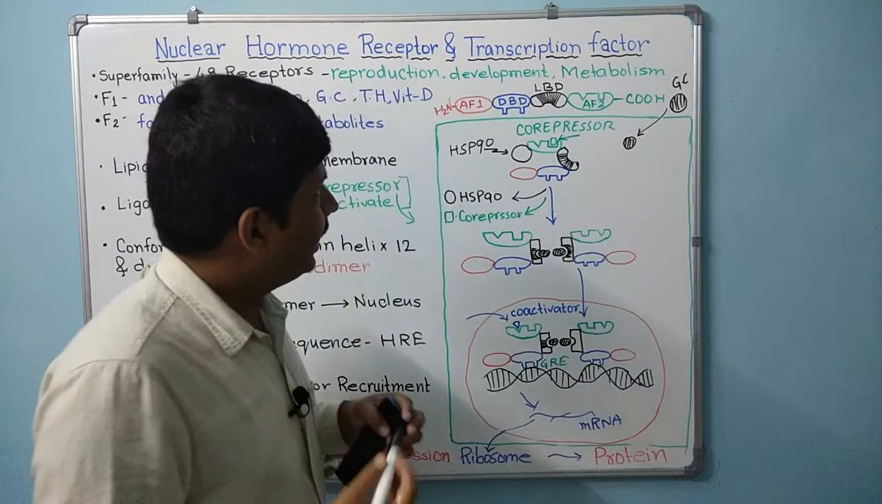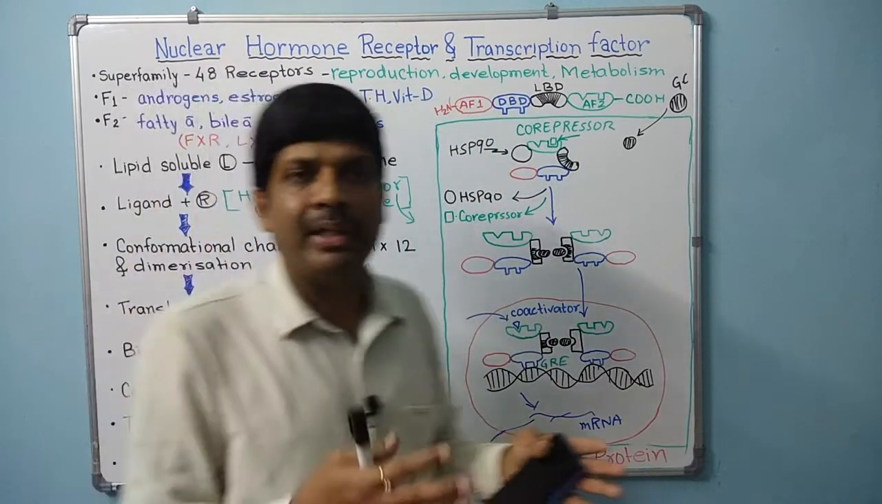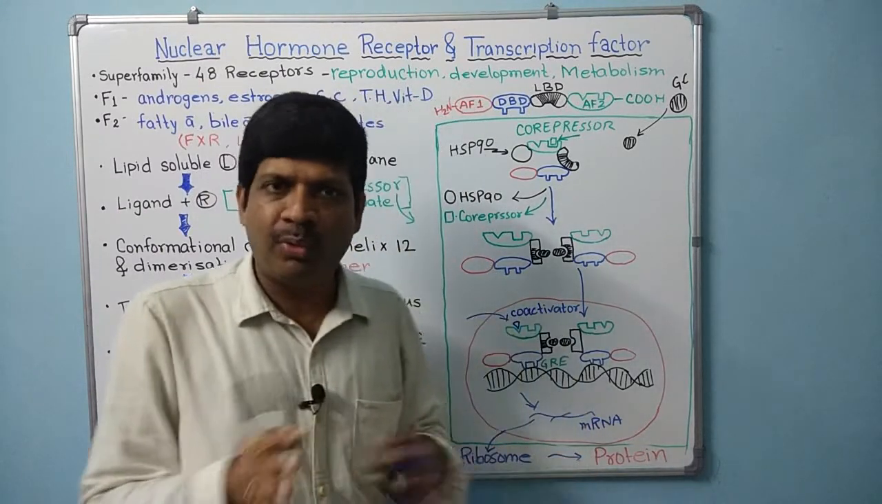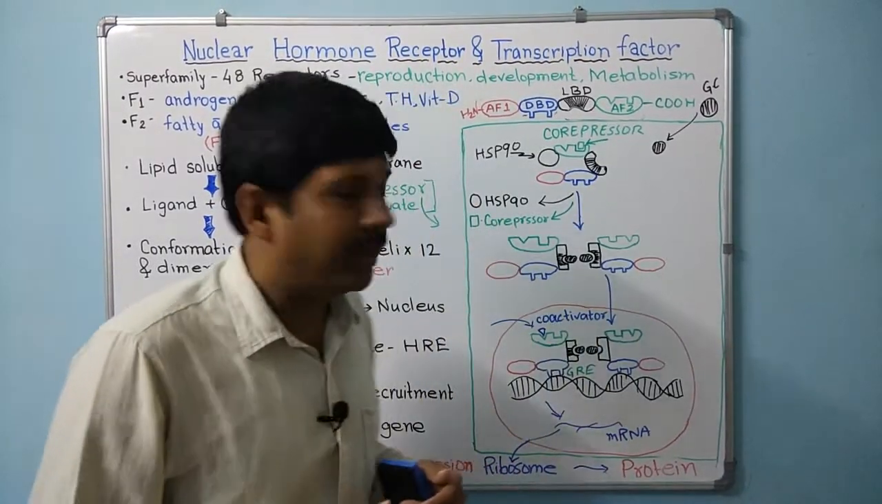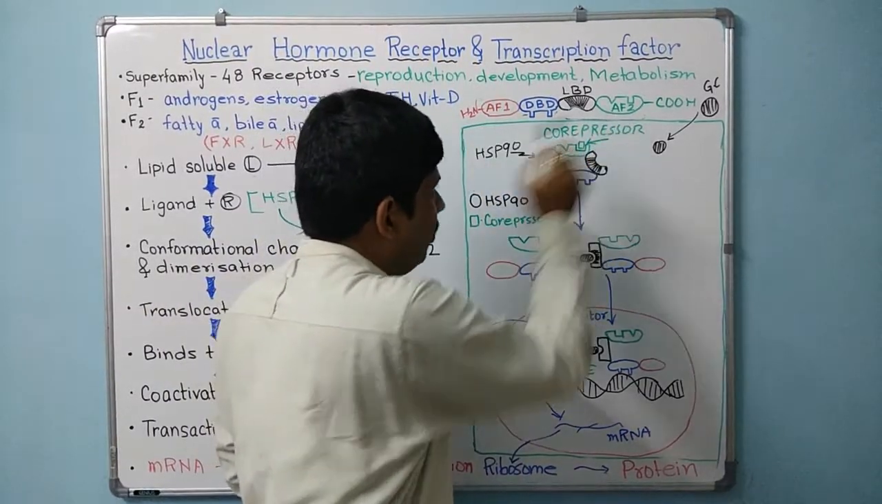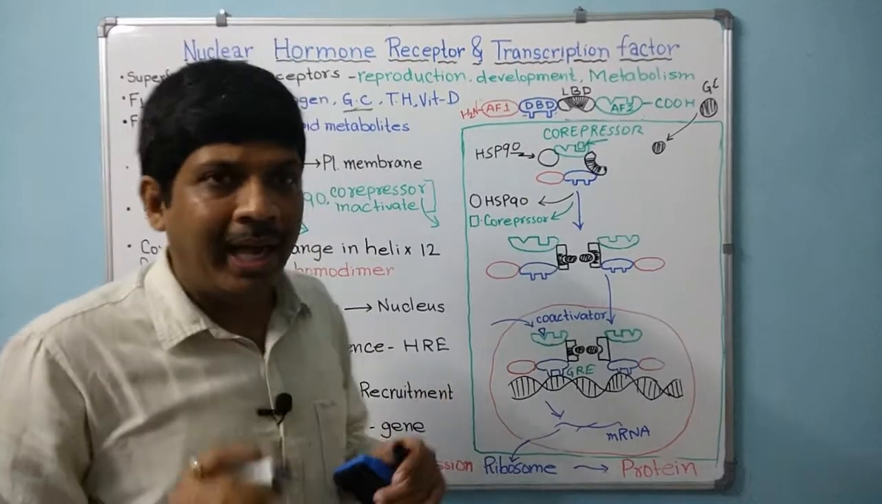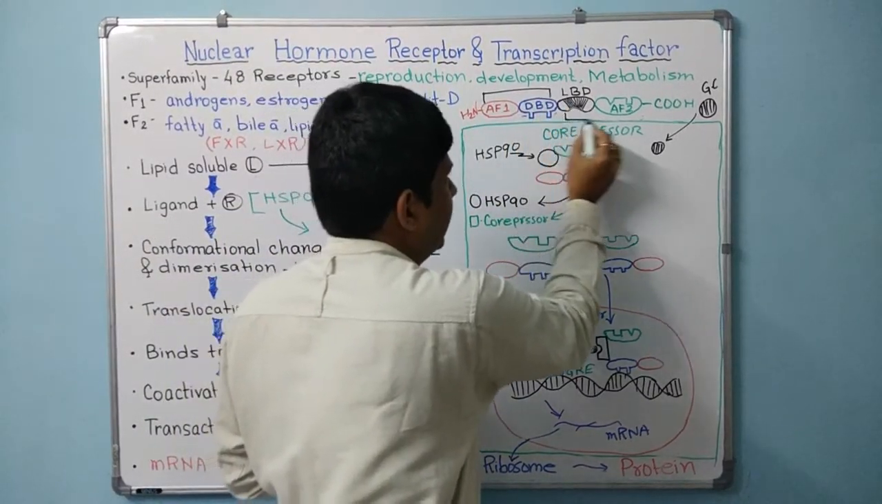You will find that different books mention a different number of domains. Some books say 4 or 5; usually it's 4 or 5. What I have referred to is Goodman and Gilman. As per that, the receptor has 4 domains: first, second, third and fourth. It can be divided into 2 halves. This is the first half and this is the second half.